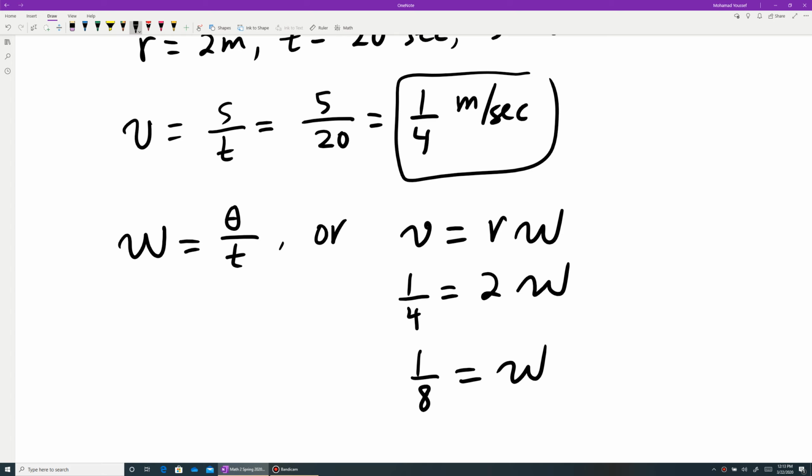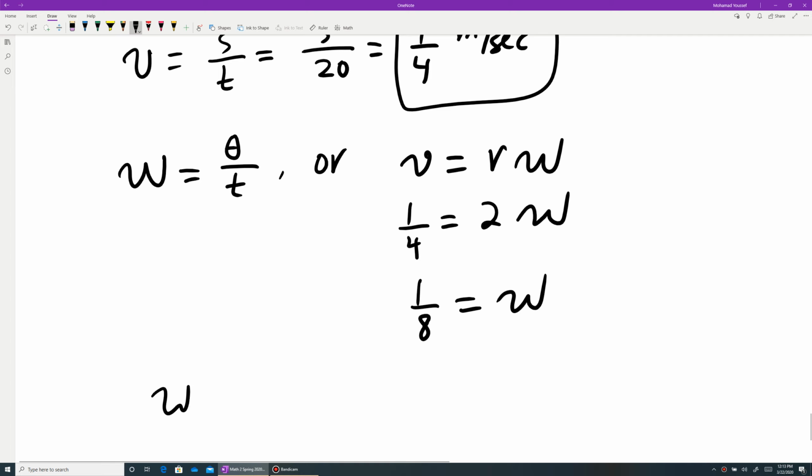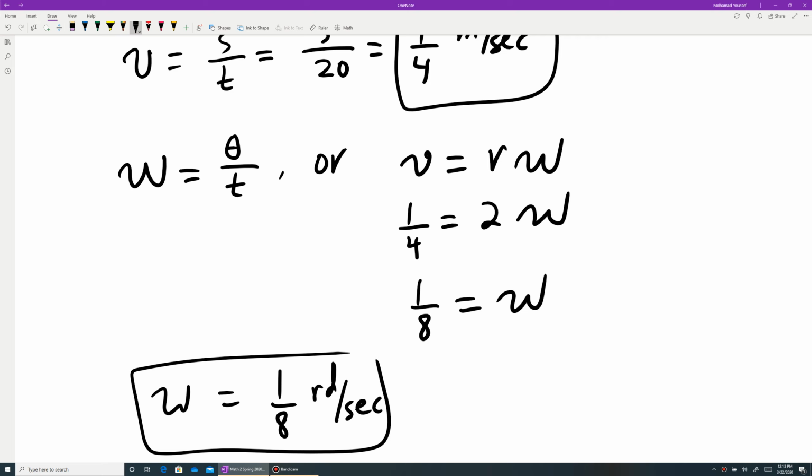That was basically the introduction to trig, and if you want to finalize this, that's radians per second. This is section 6.1.